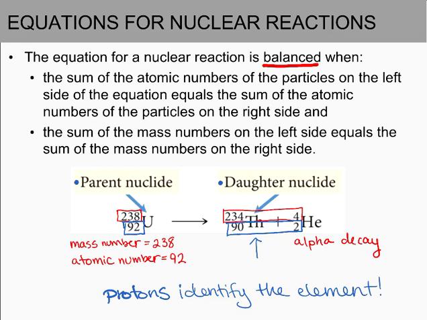So initially we had 92 protons, which is how many protons uranium has. But once it emitted an alpha particle, then we only had 90 protons, which identifies thorium. So we have an entirely new element.